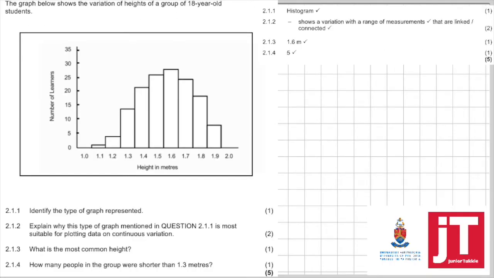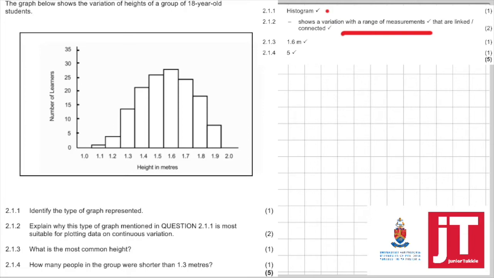Right. 2.1. The graph below shows the variation of heights of a group of 18-year-old students. 2.1.1. Identify the type of graph represented. As you can see here, the bars are together and there are no spaces, so it's a histogram. 2.1.2. Explain why this type of graph is more suitable for plotting data on continuous variation, because it shows a variation of a range of measurements that are linked or connected.